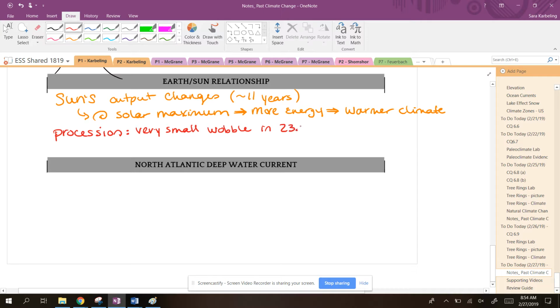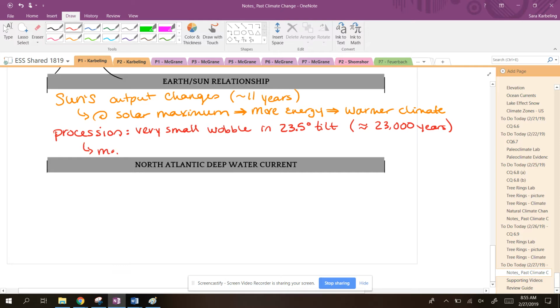In the 23.5 degree tilt. But again, that variation, it doesn't happen every day, every month, every year, every decade. It takes a whole long time for that to happen. As I said, on the order of 23,000 years. So that's not something that's going to affect our climate from year to year. But again, over long periods of time, there will absolutely be an effect.